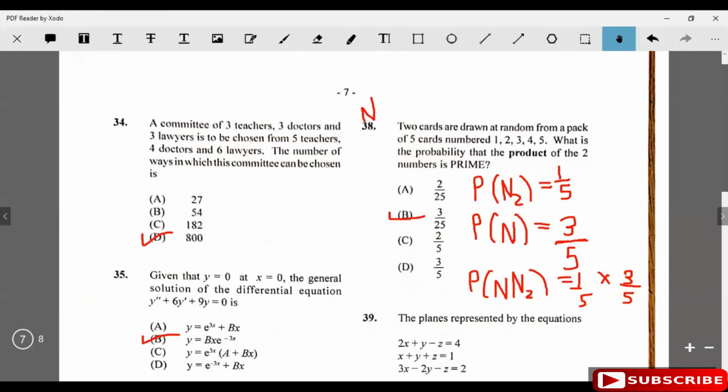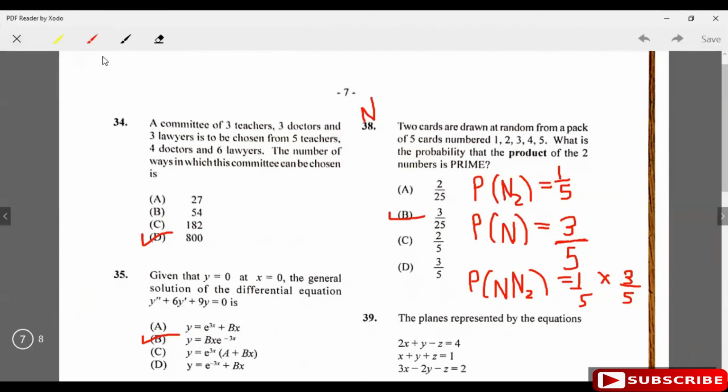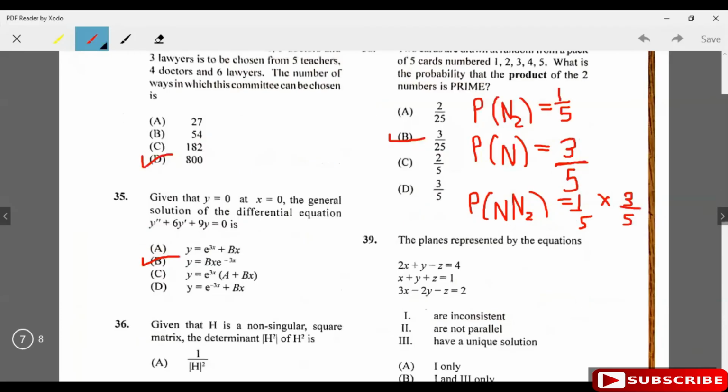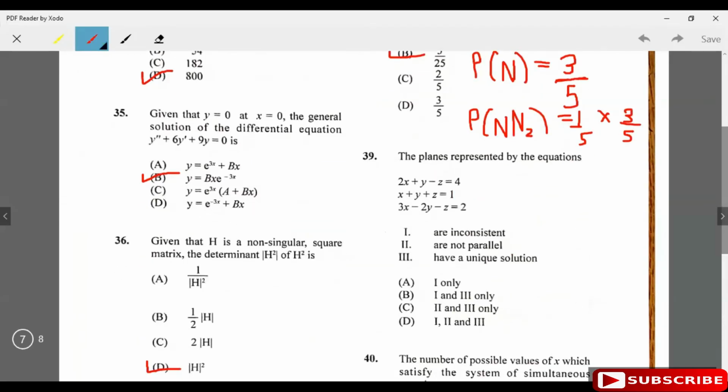So that's question 38. Question 39. It says the planes represented by the equations. Okay, what is this question? This is a repeat question. All right, so looking at it, it's 1 and 2. Why is it 1 and 2? No, not 1 and 2. Wait.